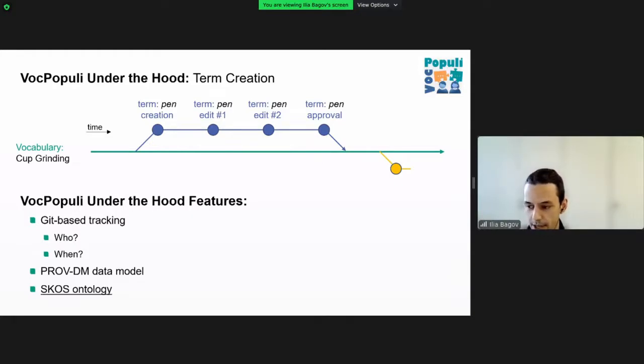And additionally, the vocabularies themselves are stored as SKOS ontologies, which is a standard for thesauri and vocabularies, which facilitates the conversion of the vocabularies into ontologies. And that's just one of its benefits.